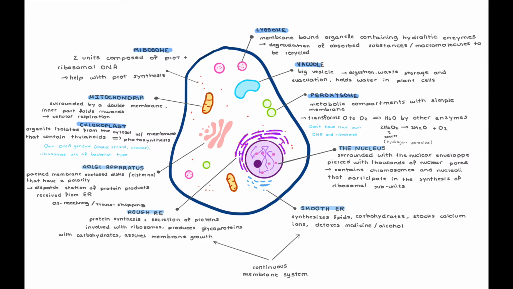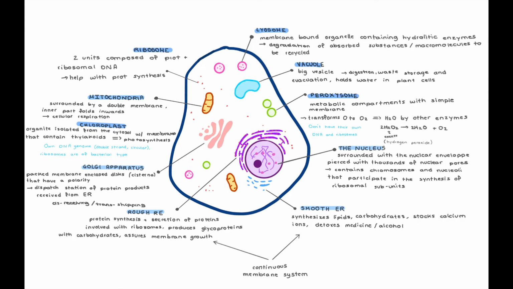ribosomes. Next, the one that you probably know the most about, it's the nucleus, which holds all the genetic information. It is surrounded with the nuclear envelope, which is pierced with thousands of nuclear pores. So it contains the chromosomes and the nucleoli that participate in the synthesis of ribosomal subunits.